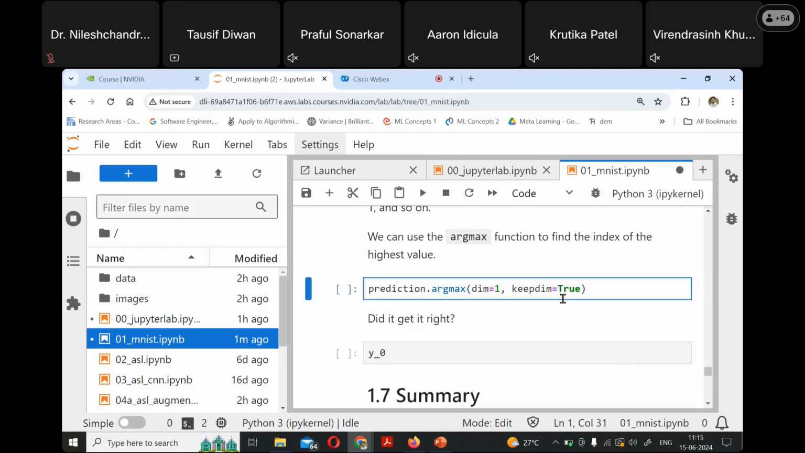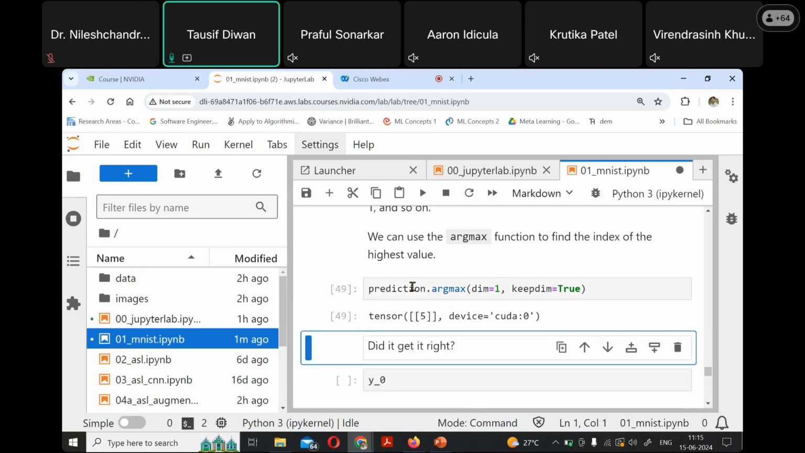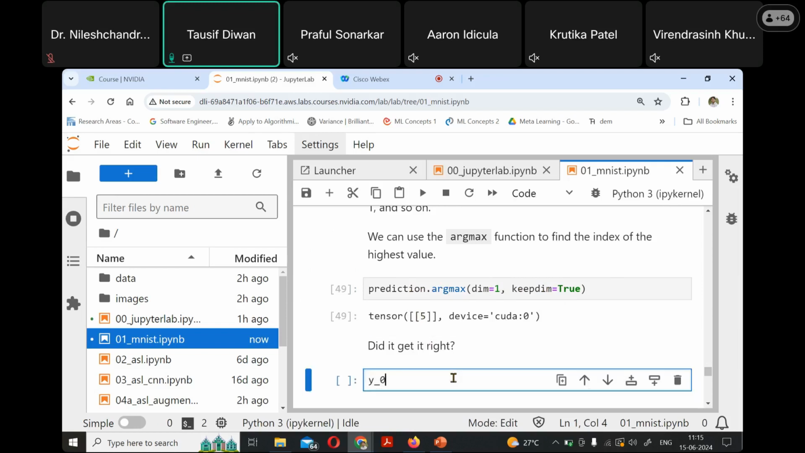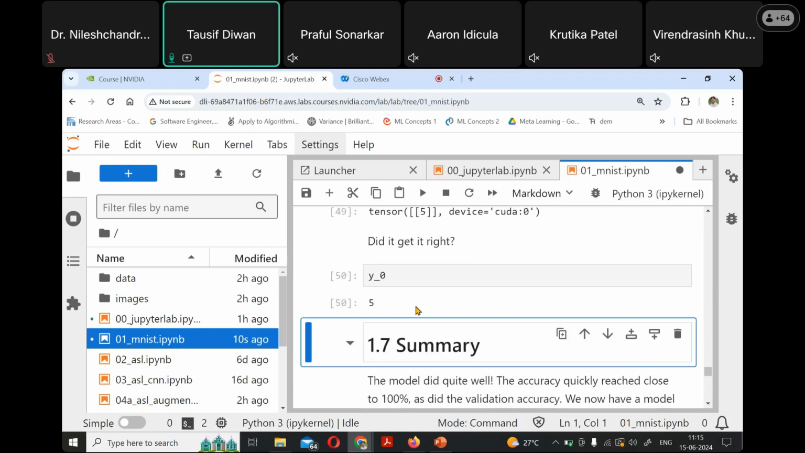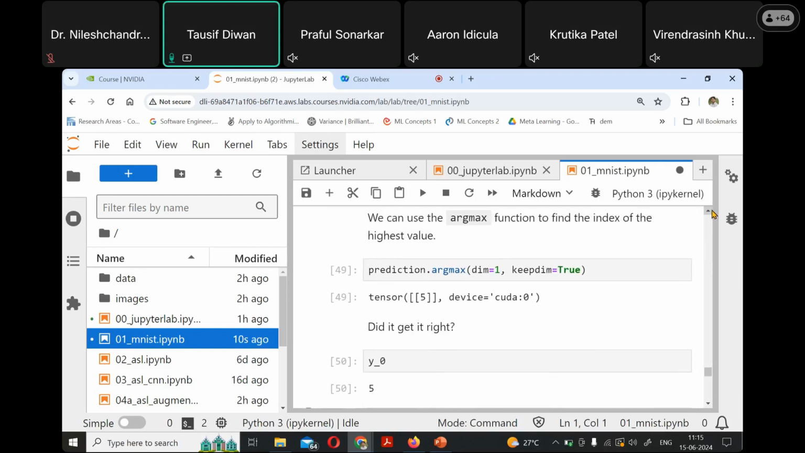We can take the maximum of this. Here we can apply prediction dot argmax across the first dimension, and keepdim equal to true. So here it will return the index. And what is y of 0? It means the actual label. See, the actual label is also 5. So this 5 is my prediction, and this 5 is my label.